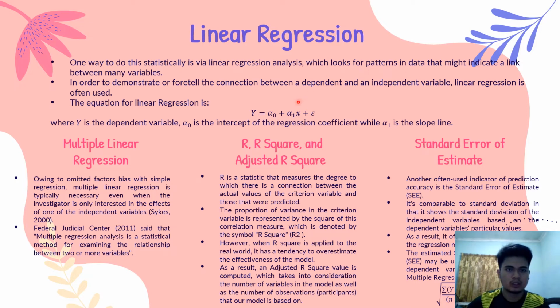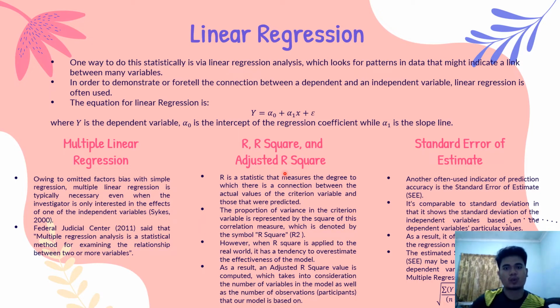In linear regression, we must know that the equation is y equals a0 plus a1x plus epsilon, where y is the dependent variable, a0 is the intercept or regression coefficient, while a1 is the slope of the line. Multiple linear regression is needed owing to omitted-variable bias with simple regression. It is typically necessary even when the investigation is only interested in the effect of one independent variable.